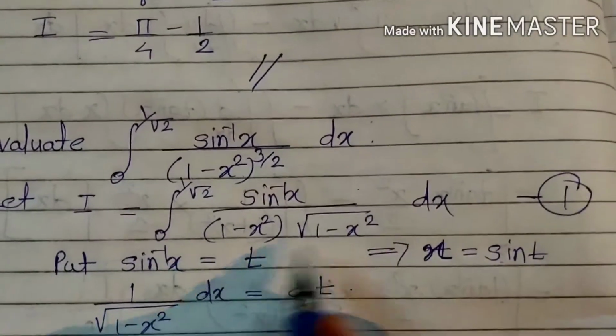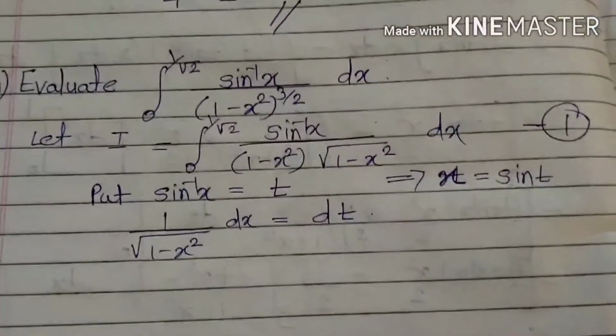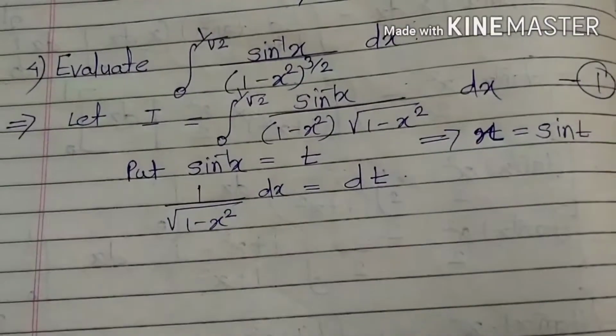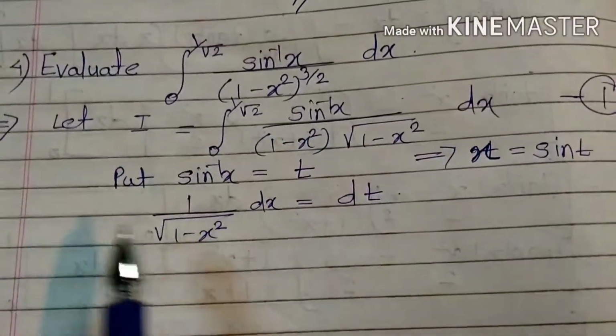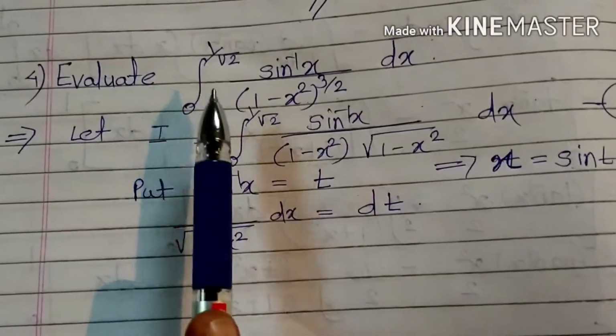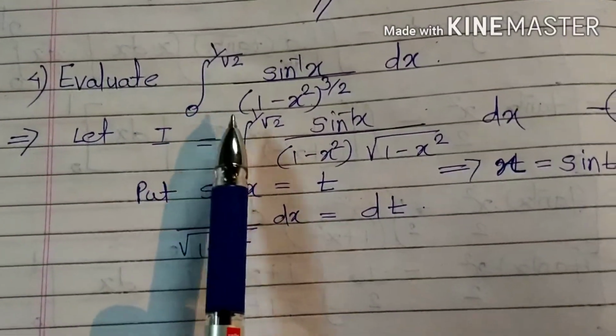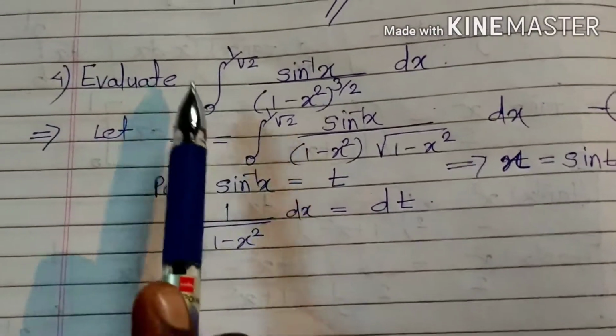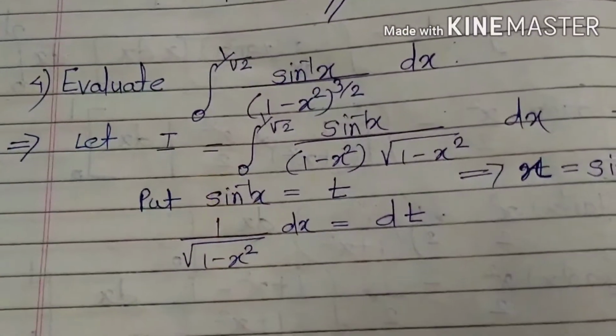This inverse will get changed to this side. Okay. So this is the part of indefinite integration. But when we do definite integration and we take the substitution method, then the limit will get changed here.